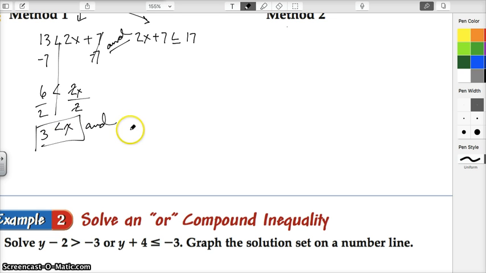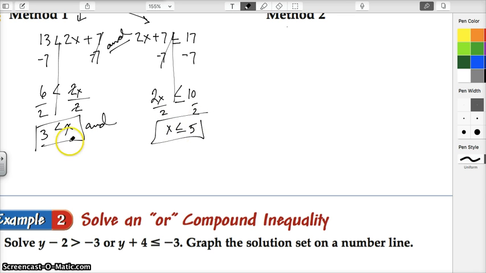So I want this, and at the same time I need this over here. So check it out. I'm going to add -7 to both sides, choosing for my constants to be over here and my x terms to remain here. When I do that, I get that 2x is less than or equal to 10, and therefore dividing both sides by 2, x is less than or equal to 5.